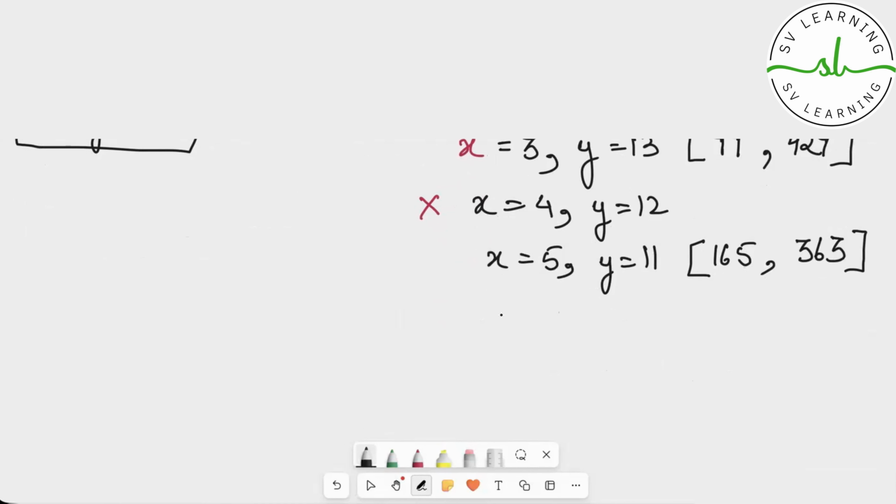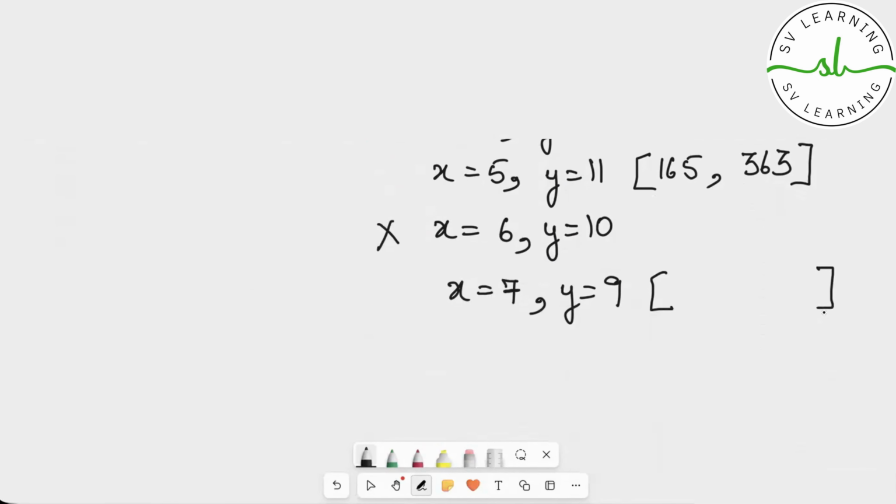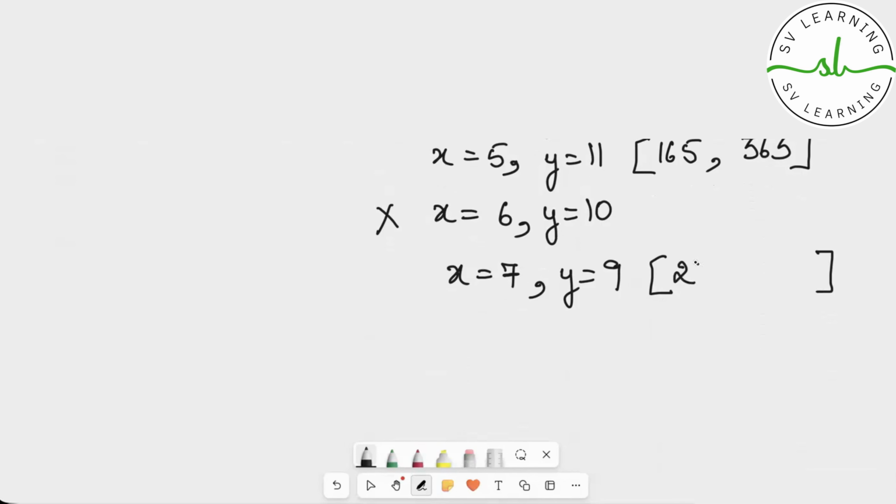363. So the next combination can be x is equal to 6 and then y is equal to 10. Again, this will not work because we have a common factor 2 as well. So we'll move on to the next one, which will be x is equal to 7 and y is equal to 9. Yes, these are co-primes. So the numbers will be 33 into 7, which is 231, and 33 into 9, which will be 297. And then we'll try x is equal to 8 and y is equal to 8, which is again not possible. Both are the same numbers, that means 8 is also a common factor.